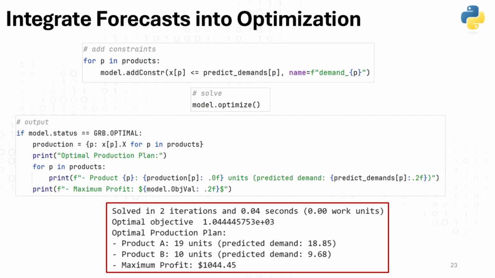The final result is an optimal objective value of 1044.45. This represents our maximum possible profit while staying strictly within the demand limits we predicted. By integrating forecasts this way, we transform a simple prediction into a mathematically sound, profit-maximizing execution plan.